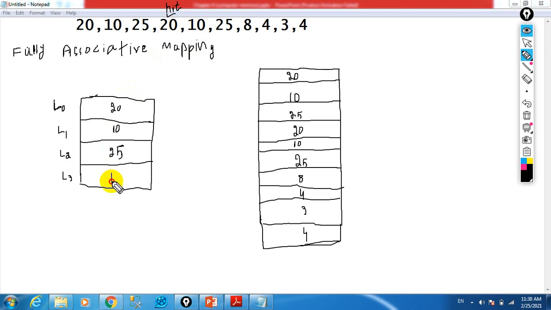So here I will, okay, so again let me just check this. Okay, so again we have 10, so this is also a hit, so we will not write this in the cache line.